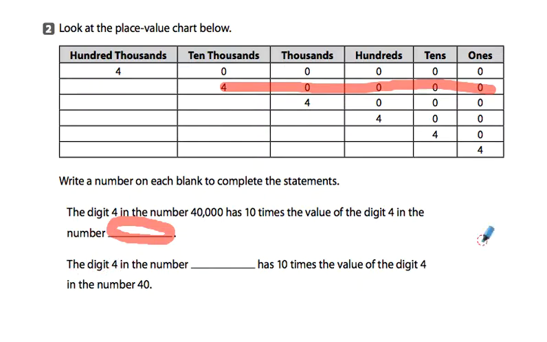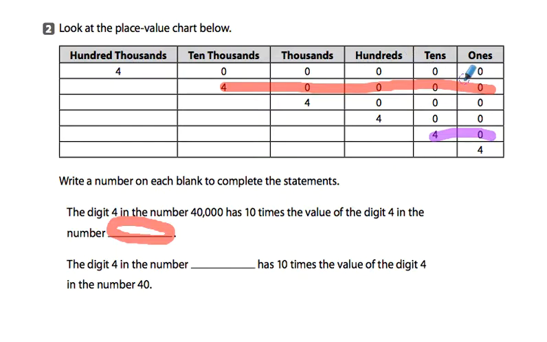The digit 4 in the number blank has 10 times the value of the digit 4 in the number 40. All right, so let's look at the number 40. Now this question, or this statement, says that the digit 4 in the number blank has 10 times the value of the 4 in 40. So which number is 10 times greater than 40?